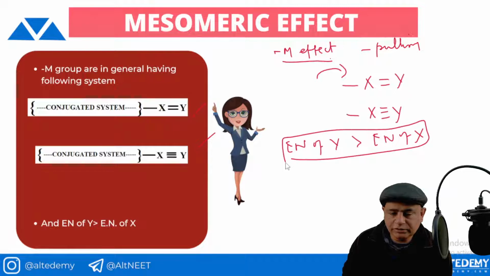This has to be borne in mind. If this is more electronegative, attached with a double or a triple bond, then it will start pulling electrons and it will show minus M effect. Right? Okay.